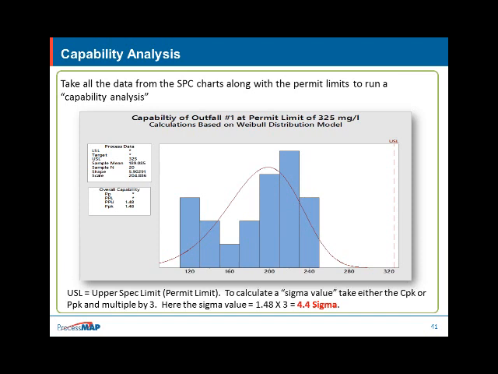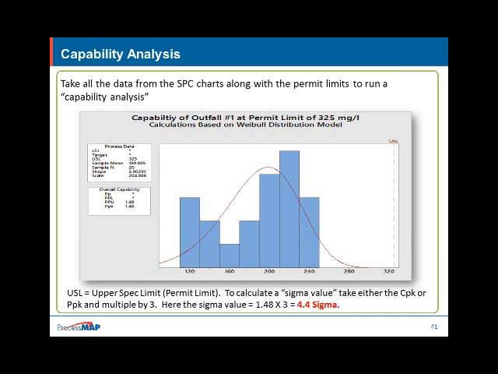The distance between your upper spec limit, or your permit limit, and that little tail at the end, that's how capable you are. And I tell a story: if my wife said, hey, how capable are you to stay within your ideal weight? I'm not so capable. If she says, do you think you can stay underneath 1,000 pounds? I'm pretty capable of staying underneath 1,000 pounds, right? Same way with our permit limits here. How capable are we to stay in compliance?